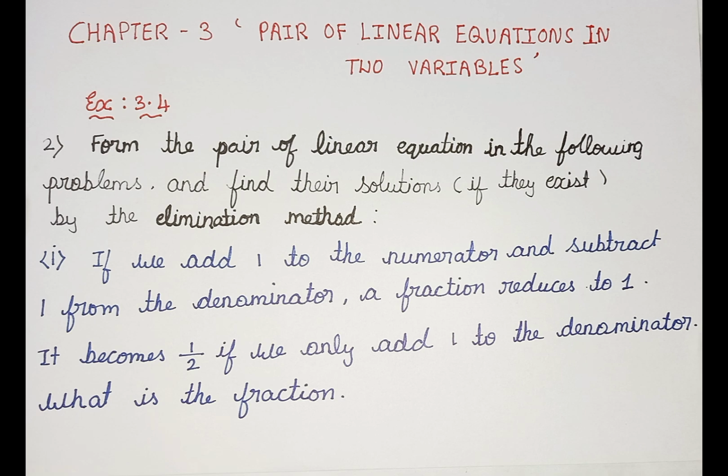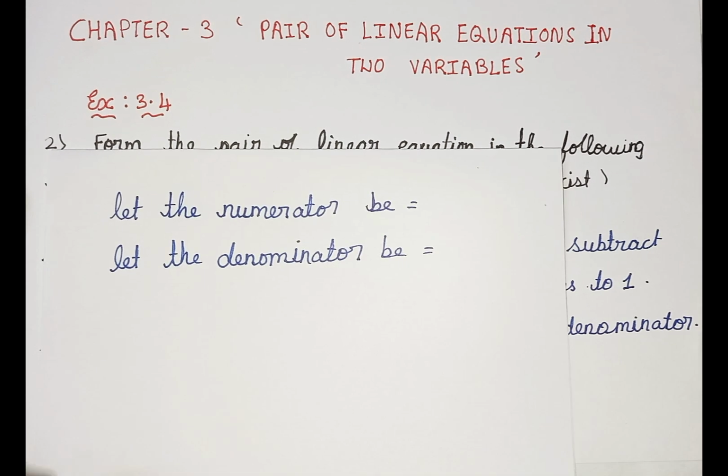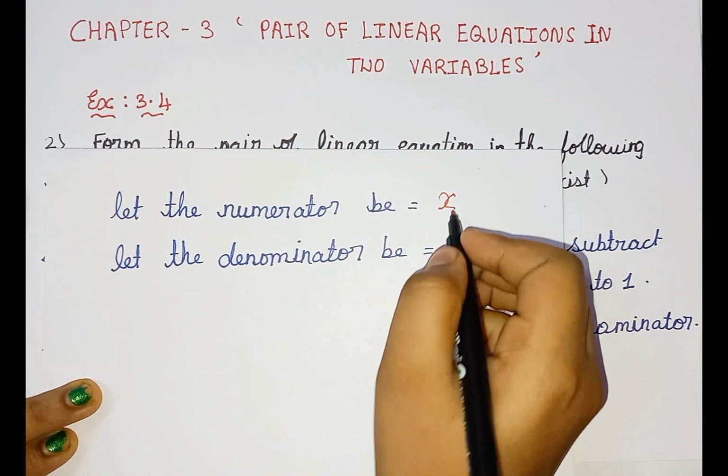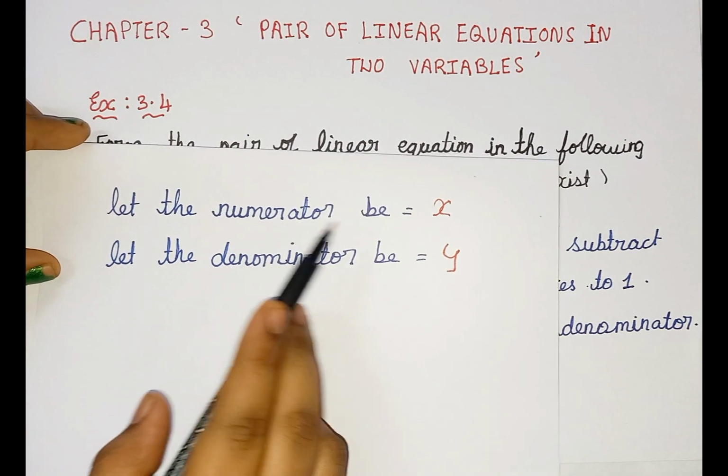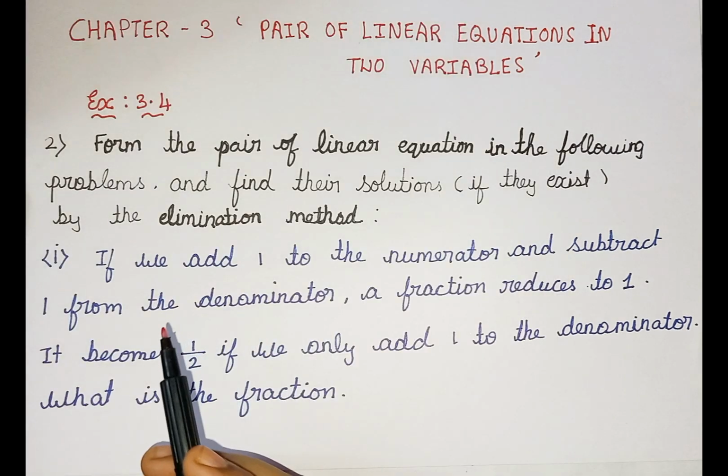Here they are talking about fractions, isn't it? In that fraction they are talking about the numerator and denominator. So let the numerator be x and let the denominator be y. Why? Because in linear equations we used to take x and y values. Like that I am going to assume the numerator is x and the denominator is y. So now you know the numerator is x and the denominator is y. So let's understand the question.